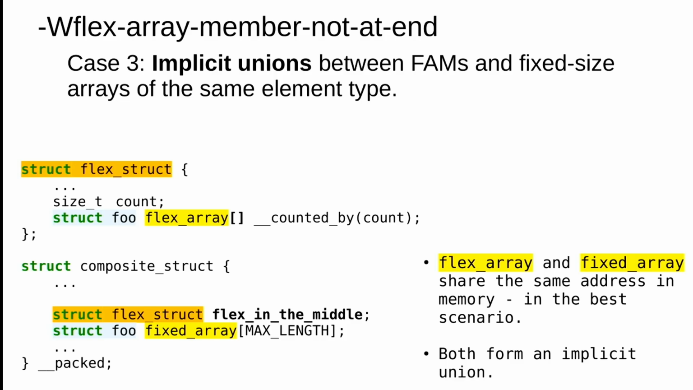Okay, so with an implicit union between a flexible array member and a fixed size array, in the best scenario the flexible array and the fixed size array are going to share the same address in memory, right? And the reason I say that in the best scenario is because I have run into a couple of cases where I discovered a hole between the flexible array and the fixed size array.